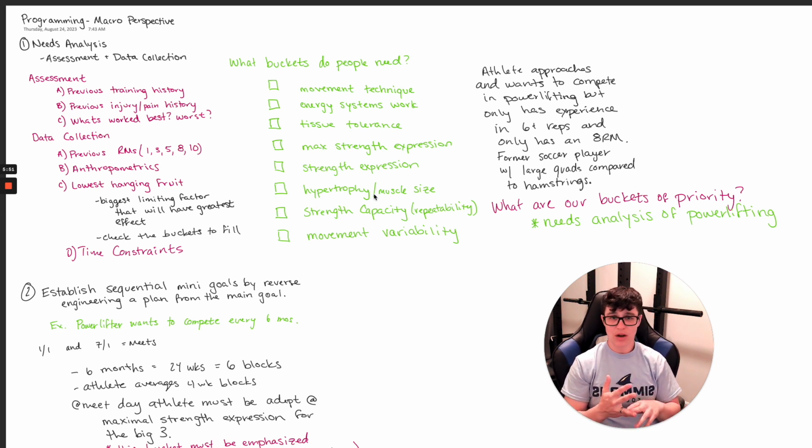Energy systems work. Do they need to build their cardiovascular system so that we can shunt energy and oxygen to the muscles in a bit more of an optimal or effective manner? These are things like continuous sled pushes. We can do some moderate intensity continuous training like loaded step ups or sled drags. All things like that are going to target the specific energy systems that we need to target in this person.